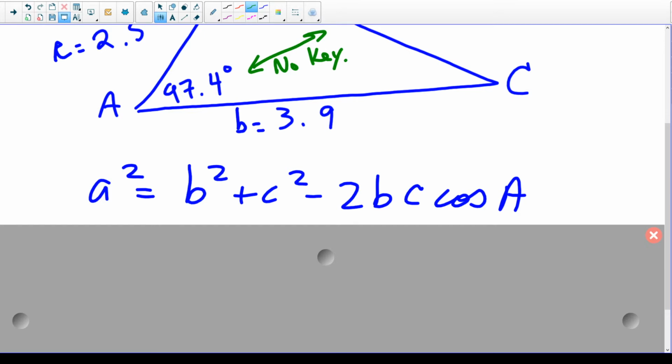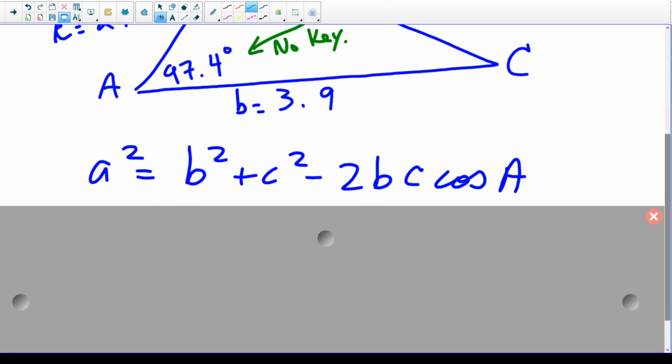But what's nice about the cosine law when you're looking for side length is we just said that the side length we're searching for is little a. Well, little a is actually already almost isolated on this side of the equation. So all we have to do is plug in all the numbers where they're supposed to go and use our calculators to find the final answer.